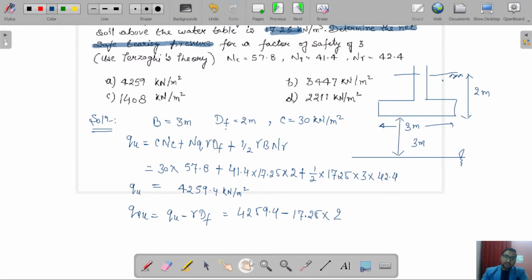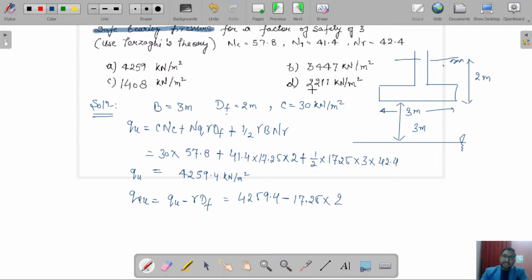Now I need the net safe bearing pressure, Qns. Net safe will be equal to net ultimate divided by the factor of safety.